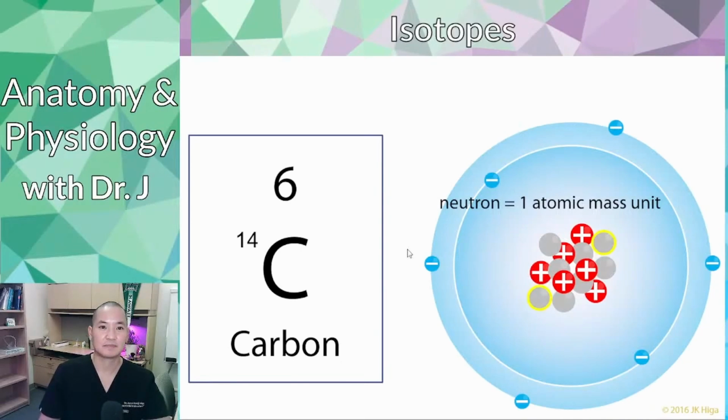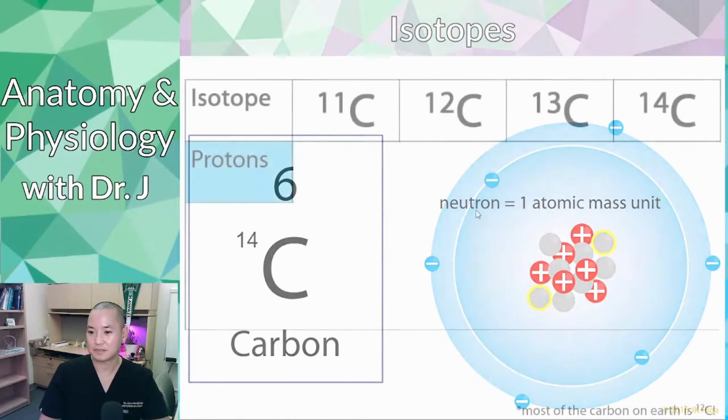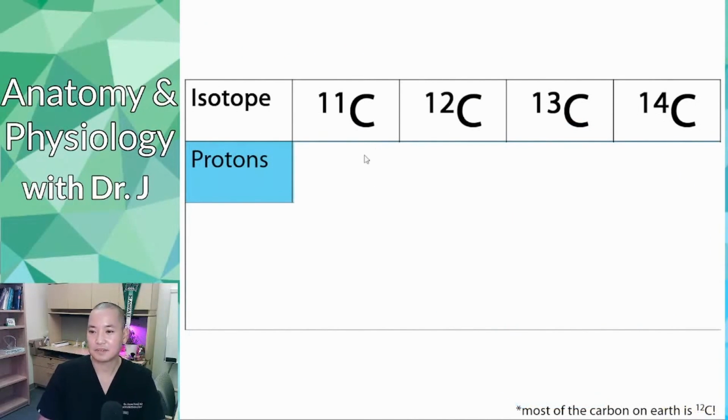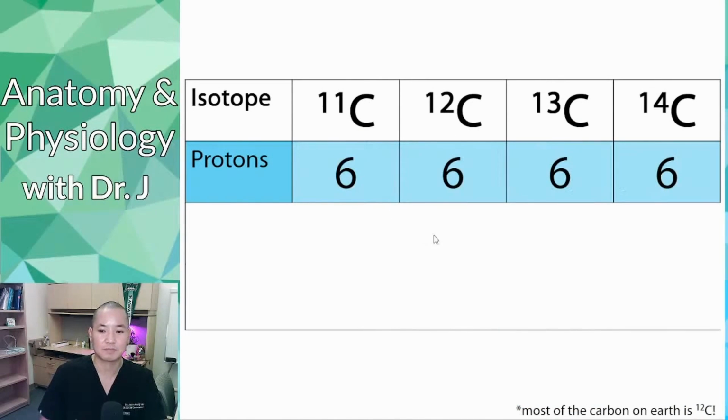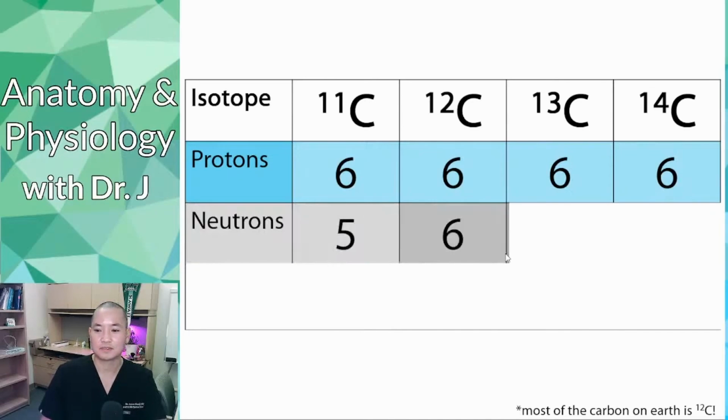You have the same chemical element, but if you change the number of neutrons, these different numbers of neutrons are of the same element. So same number of protons, but different number of neutrons. These are isotopes. So you can have multiple different isotopes. They're still going to be carbon. They're all going to have the same amount of protons. What's the difference? They all have different numbers of neutrons.